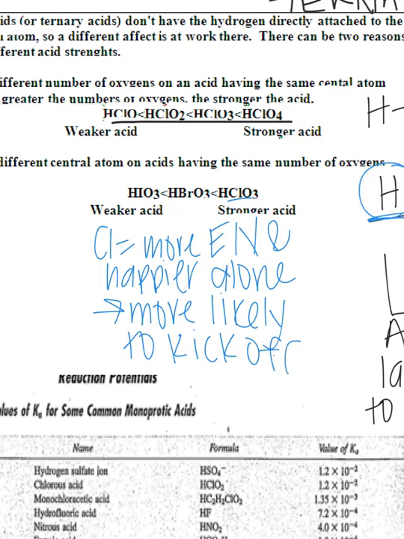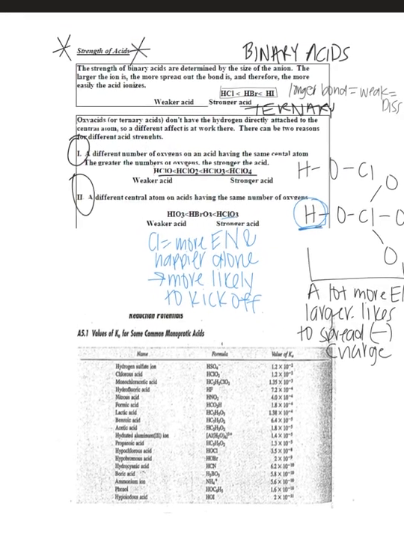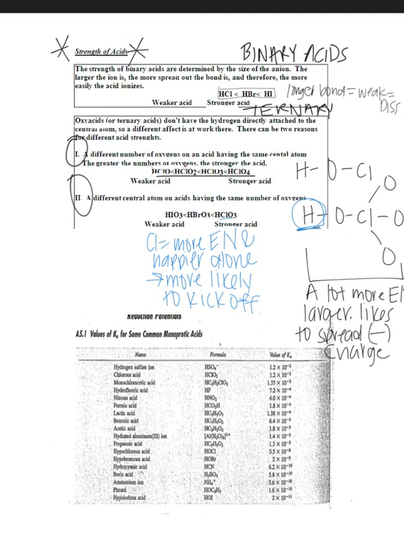Like I said, this is going to be on a quiz or test, so make sure you're familiar with these rules. Again, for binary acids, the bigger the atom that's bonded to the hydrogen, the stronger it is. The more oxygens you have, the stronger it is. And if I'm comparing the same number of oxygens with different central atoms, the more electronegative atom is the one that's stronger because it's happier alone and more likely to dissociate, because you've got to dissociate if you want to be a strong acid.